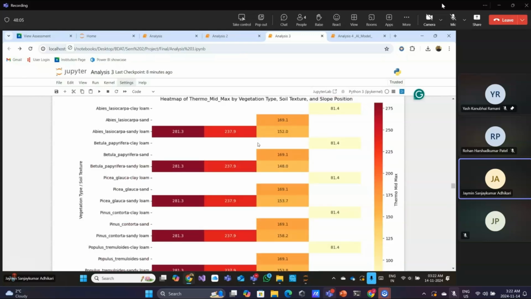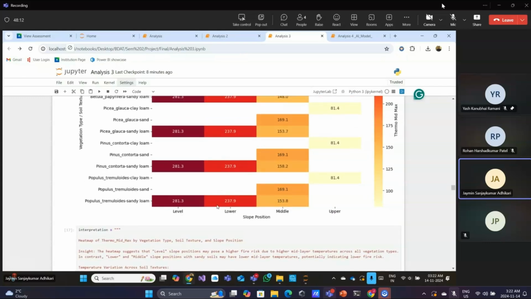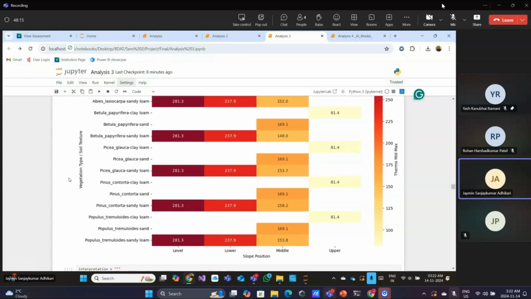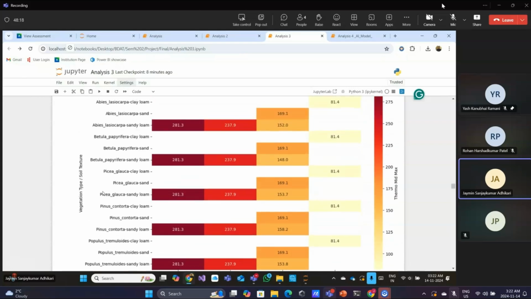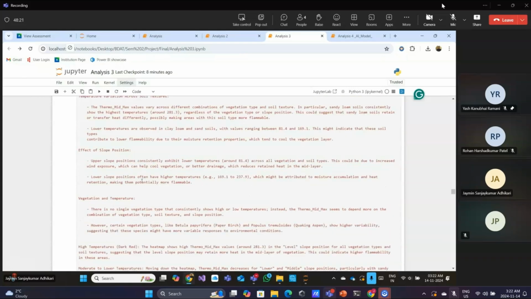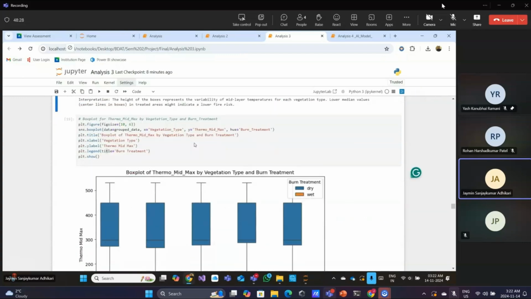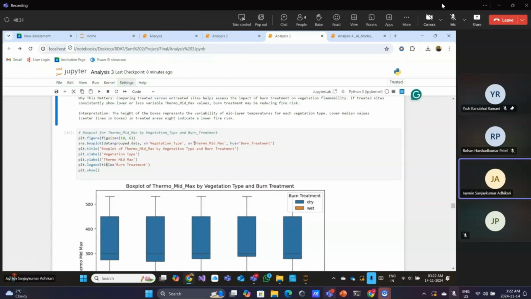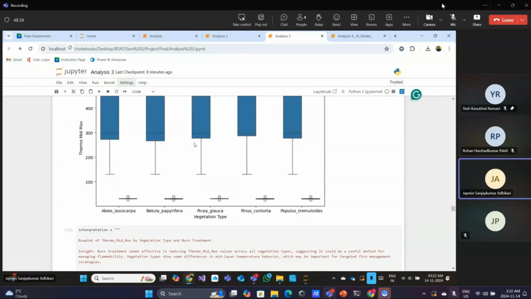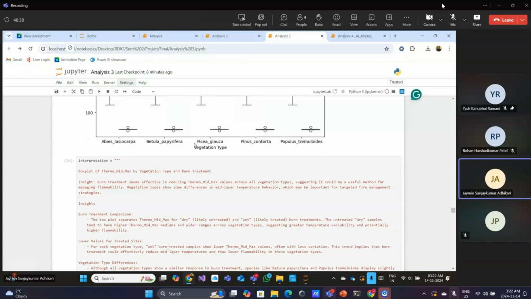So this is the inside of this particular heat map, which has all the levels: lower, middle, and upper soil positions. So these are all the soil positions. This is the interpretation that I'll speak about. And this is the box plot of thermo mid-max by vegetation type with the burn treatment. So this shows the impact of the burning treatment.